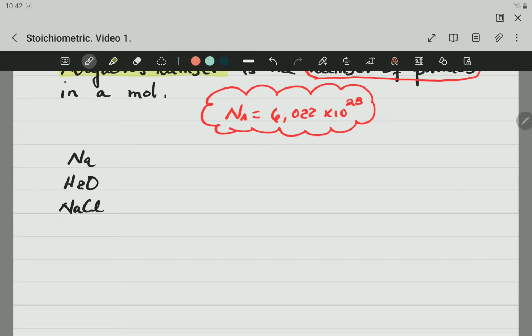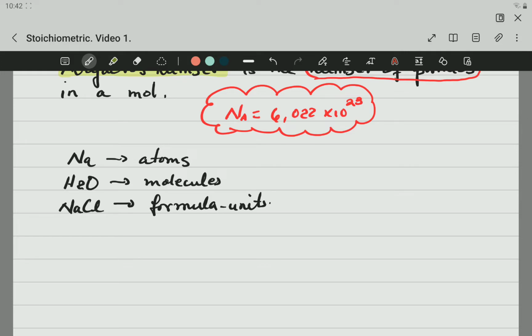For example, we have three different substances. We have sodium, which is made of atoms. We have water, which is made of molecules. The molecules are also made of atoms, but we are naming the main particle in each of them. And sodium chloride, or table salt, is made of formula units. You can watch the video I made on bonding, and you will understand better this part about atoms, molecules, and formula units.